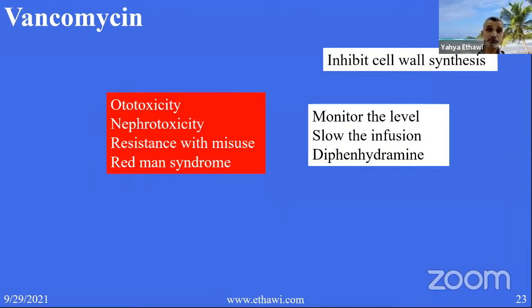Vancomycin, a very good drug. It inhibits cell wall synthesis. It causes ototoxicity and nephrotoxicity, so when you use it with an aminoglycoside, please be careful. It's very difficult to develop resistance to it, but remember the misuse of it. And we can develop shock from it, what we call red man syndrome. We need to monitor the level. We need to give it as a slow infusion, and if you develop a side effect, a very good antidote is diphenhydramine.